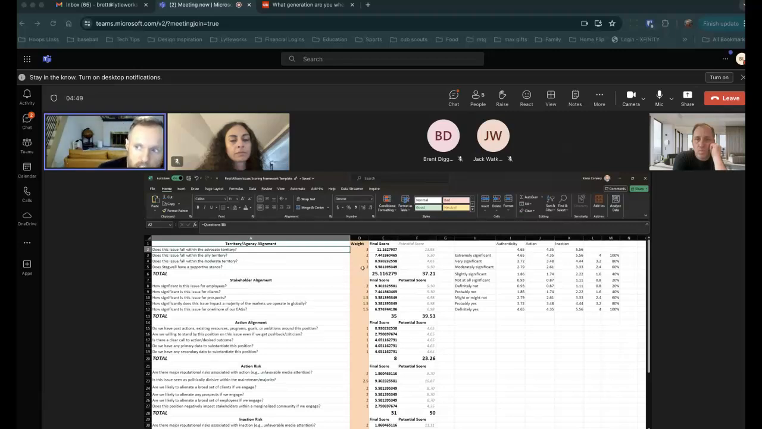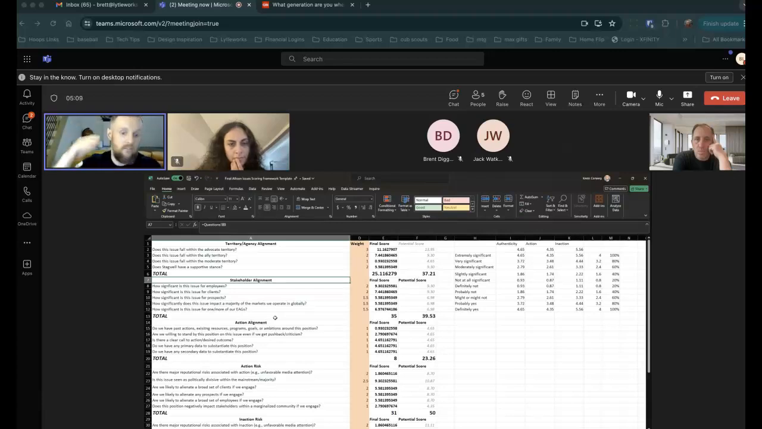So if I change this to a 1 or a 5, it would actually change the weighting for the overall territory section. So we don't say territory is this amount, stakeholders this amount. We do it at the question level, and then the territory weighting can vary depending on what the weight of the questions underneath that bucket are.